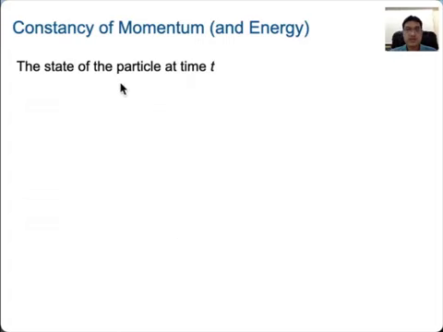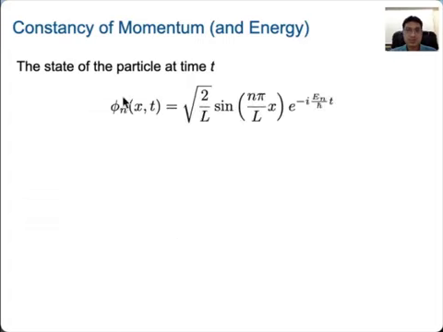So let's have a state at a particular time t. This is the total state, which is a function of position and time. This is some constant, square root of 2 over L.